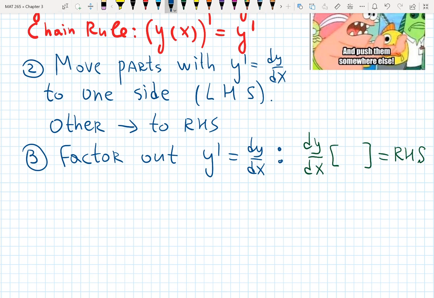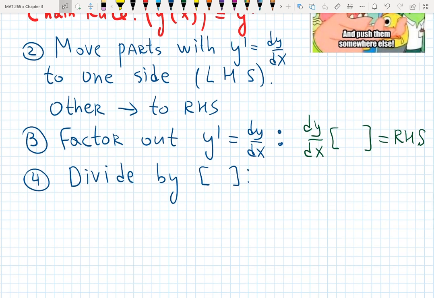Let's see, step 4. Last one. Divide by these brackets. Divide by this part in brackets. Finally you will get the answer after this. You will get dy over dx equals the right-hand side over those brackets. And that's the answer.